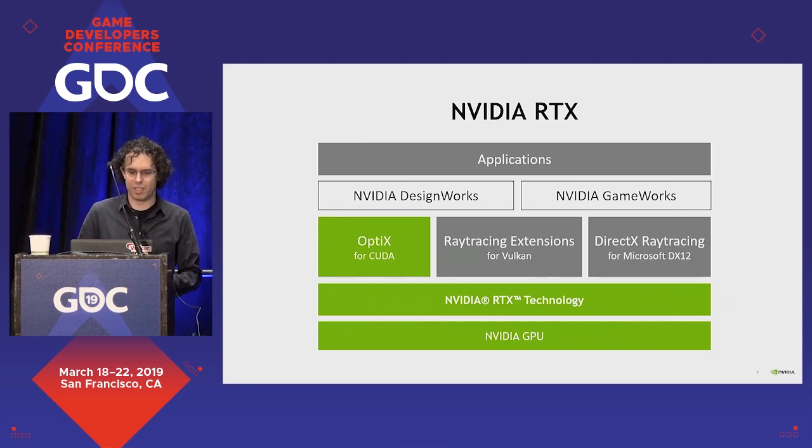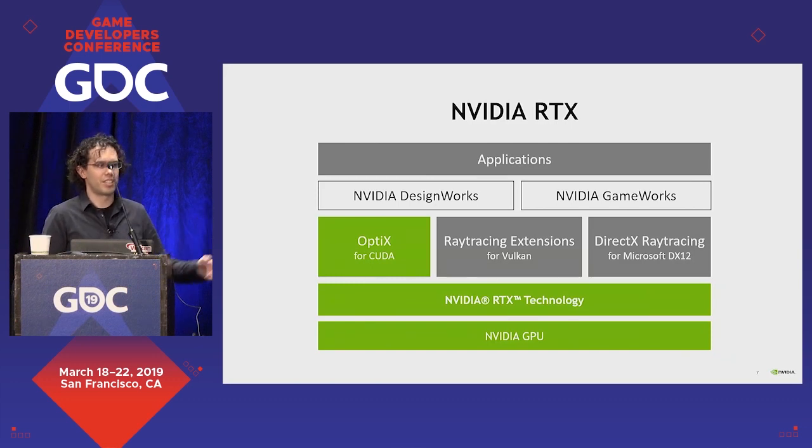I call this the marketing architecture slide. It just shows that RTX is now our core technology that underlies all of our implementations of accelerated ray tracing, including OptiX, our ray tracing extensions for Vulkan, which I'm covering today, and also our implementation of Microsoft's DXR.